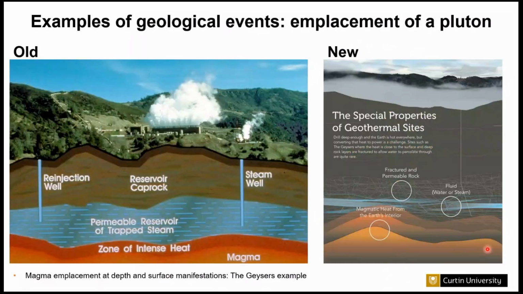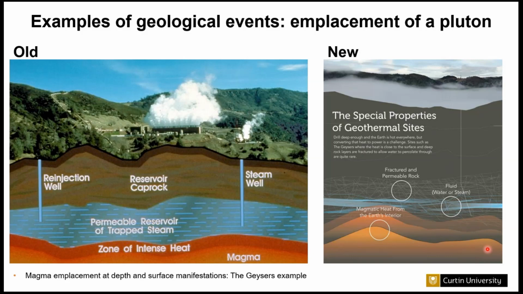This example was for a volcanic eruption as a geological event. But I also would like to point out it could also be the emplacement of the magma. And this is just a little anticipation of the last part of the talk. These are flyers that the geothermal company made to inform the public of what they're doing. And there's an old version and there's a new version.